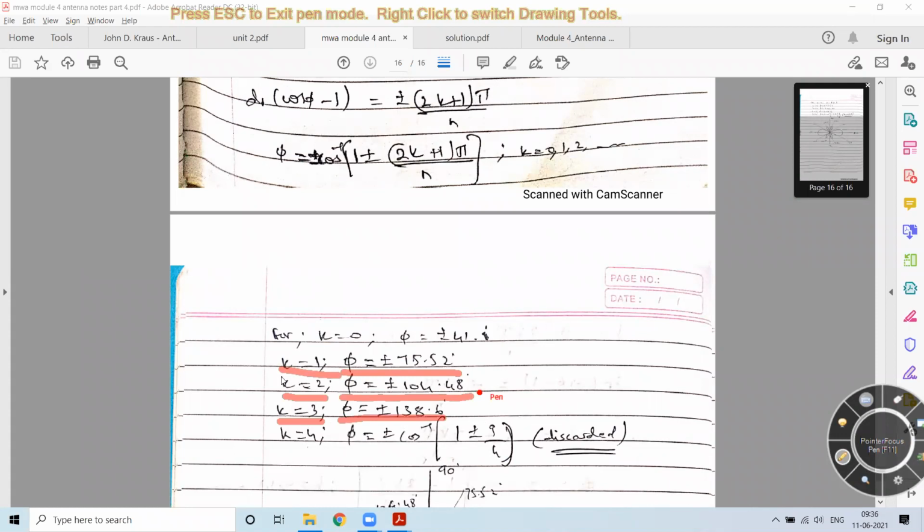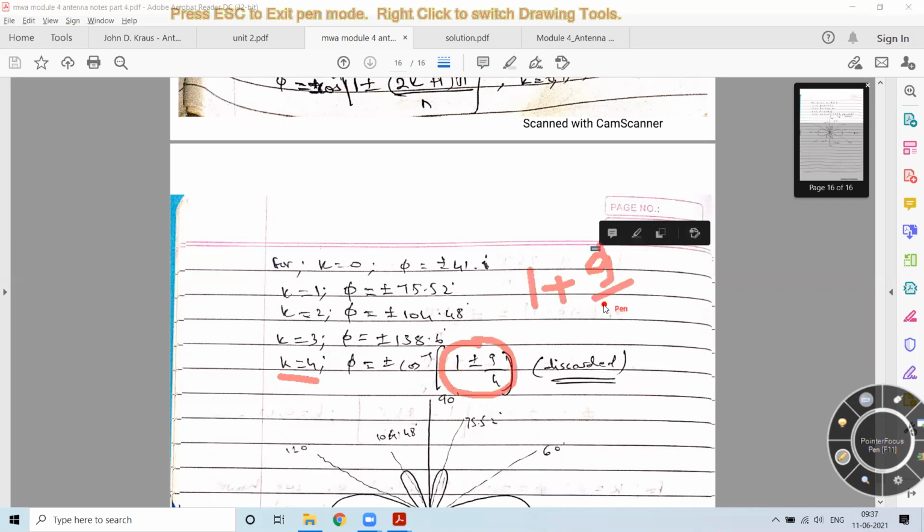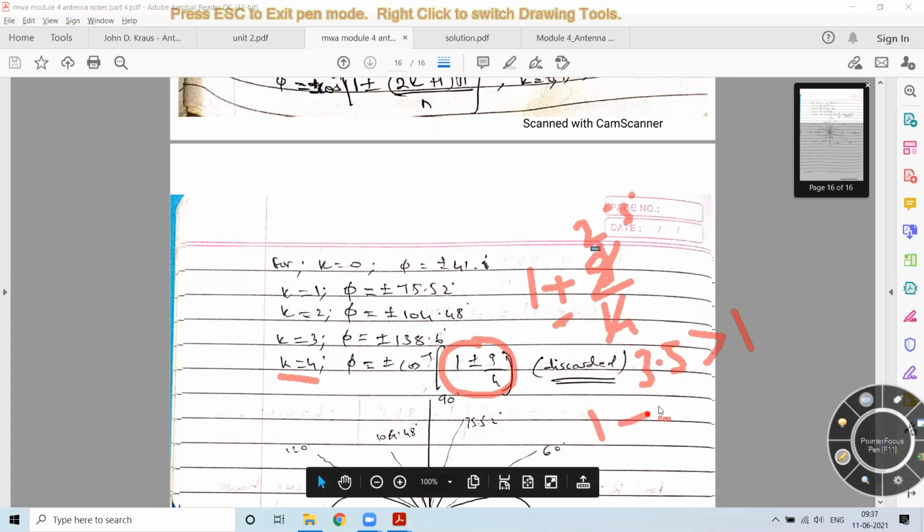But when you go for a further value, when k is equal to 4, you can observe that it will be 1 plus 9 by 4. When I simplify this, it will be around 2.5, so I am getting 3.5, which is actually greater than 1. So if I take the positive sign, I'm not able to get the result. And what about negative? That is 1 minus 9 by 4, which is 1 minus 2.5, equal to minus 1.5. This value is less than minus 1. So whether you take plus or minus, you will not be able to obtain the cos inverse.